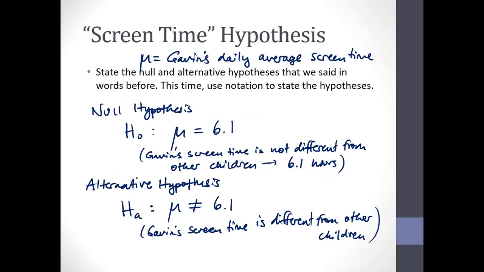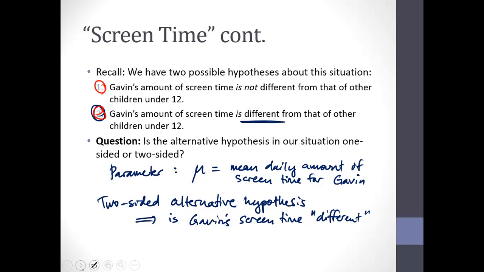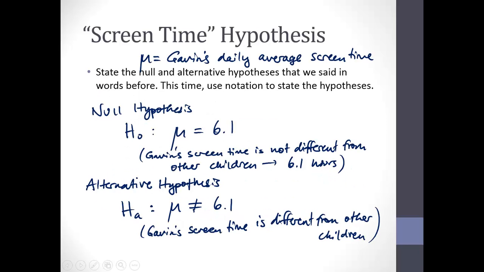And again, if we want to translate these two things into our formal definitions here, we need to write out what our null hypothesis is and our alternative hypothesis. If we let mu up there equal Gavin's daily average screen time, that's what we don't know, right? We want to say something about that average screen time.